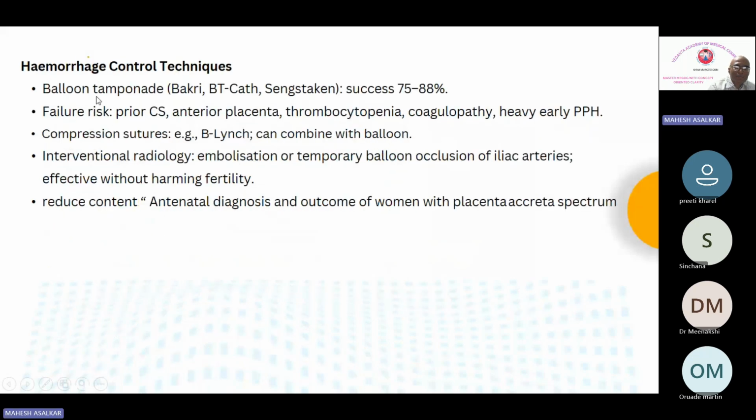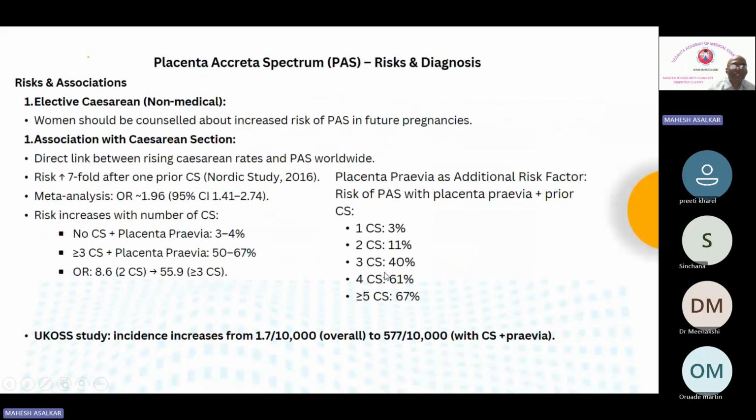Hemorrhage control methods: there is balloon tamponade, and the success rate is around 75 to 88%. The compression sutures, you can go ahead. Interventional radiology like embolization, temporary balloon occlusion, etc. So these are the techniques which we need to use.